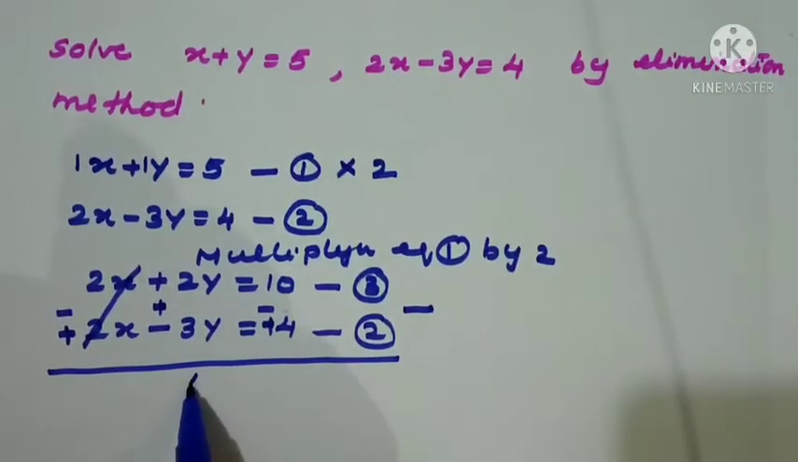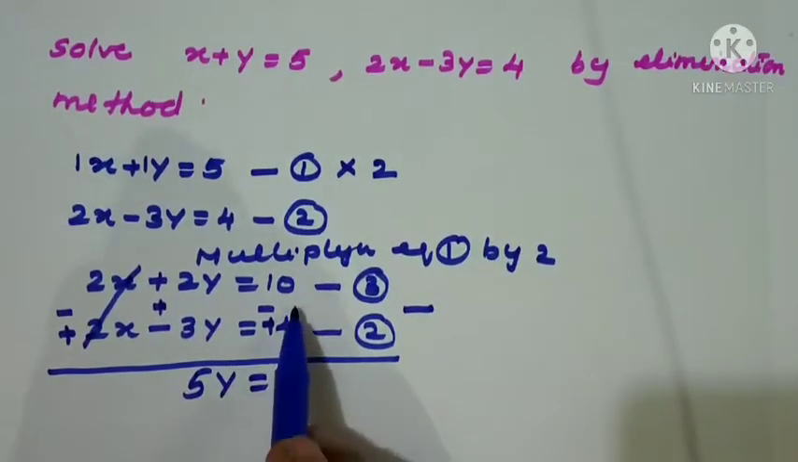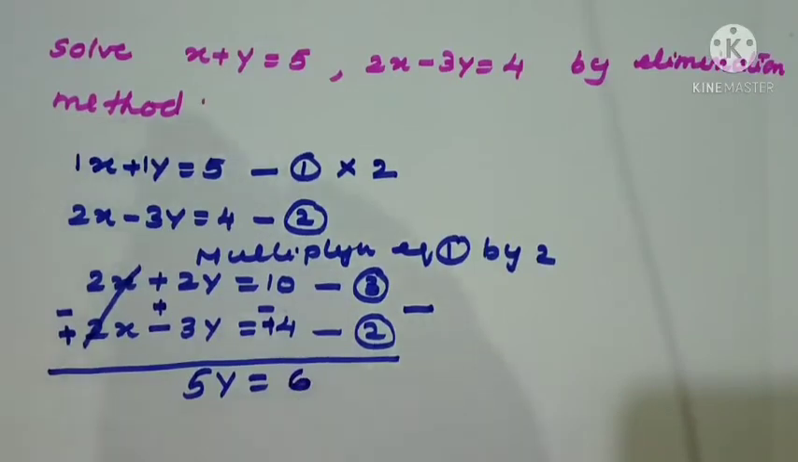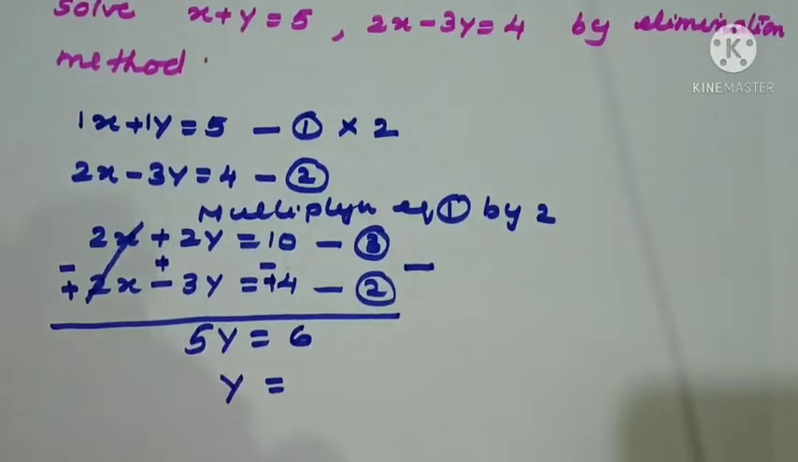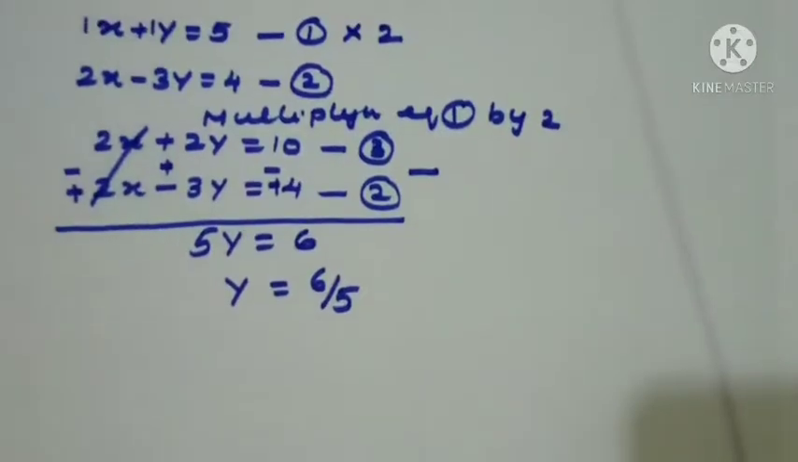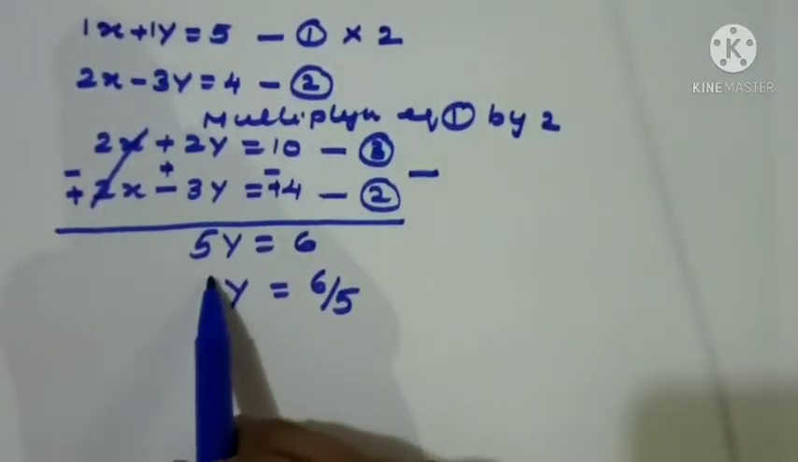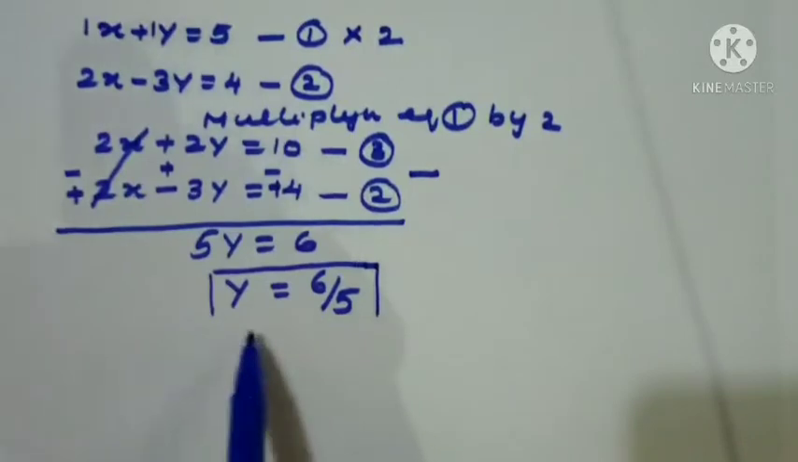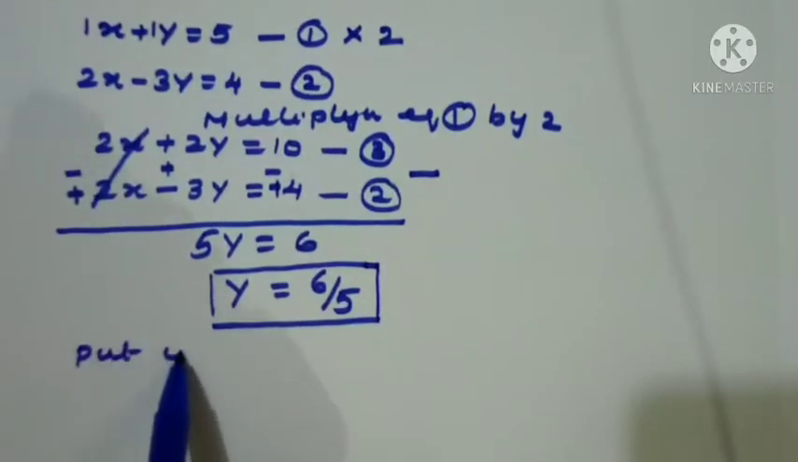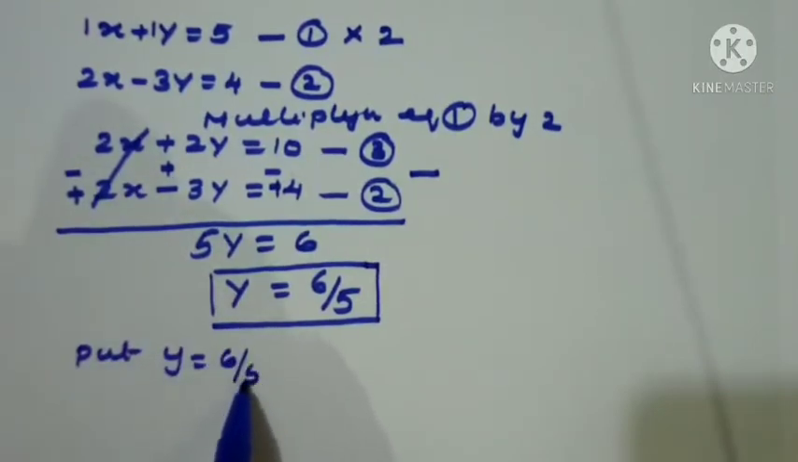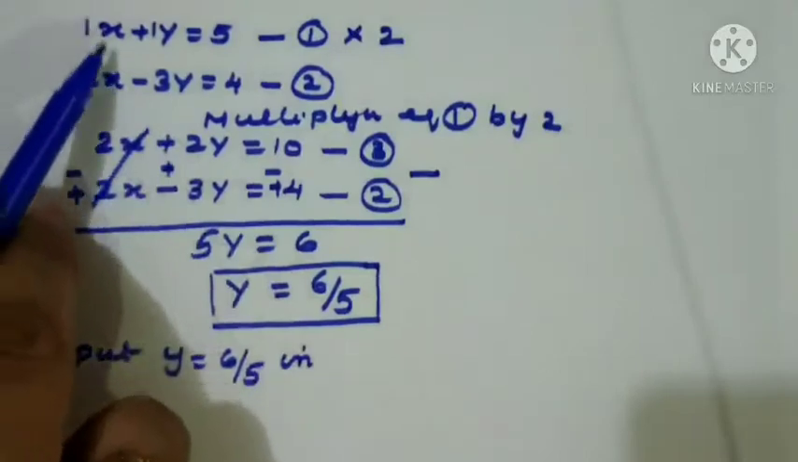2y plus 3y now, that is 5y. 10 minus 4 is equal to 6. So what is the value for y? y equal to 6 by 5. It's not over. We have got only the y value. Now we should get the other variable, x. So what should we write? Put y equal to 6 by 5 in any one of the equations which is simple.